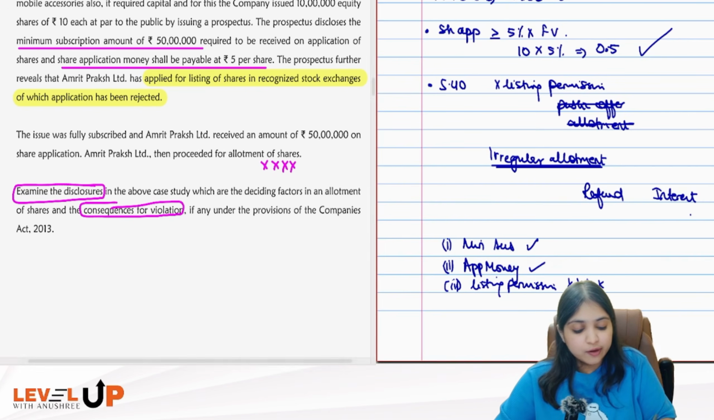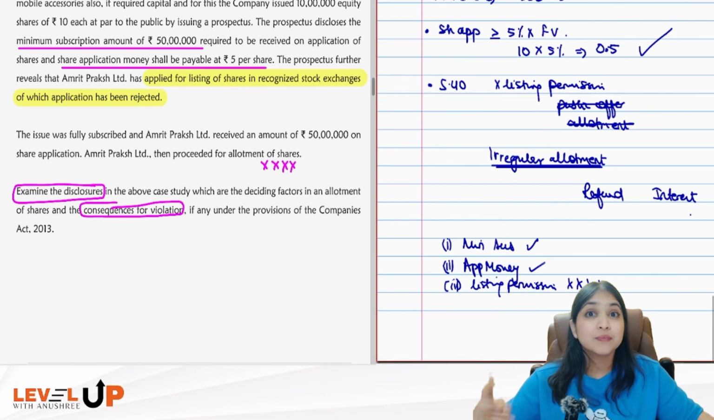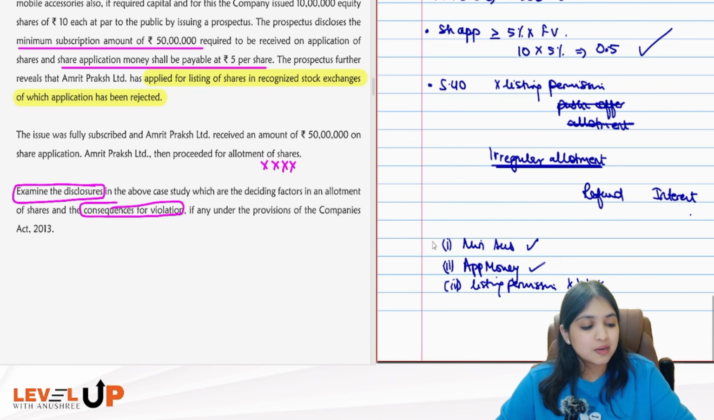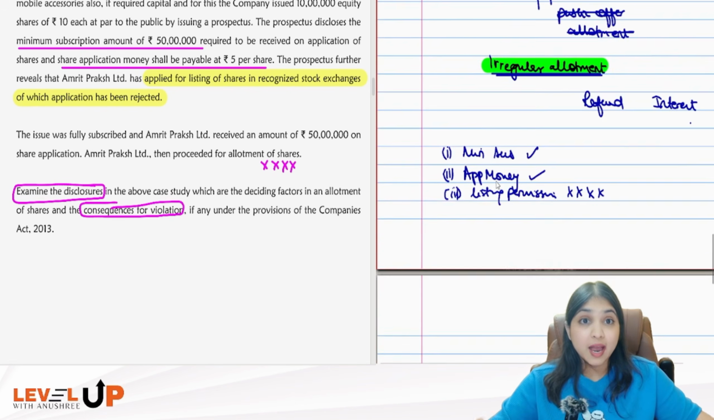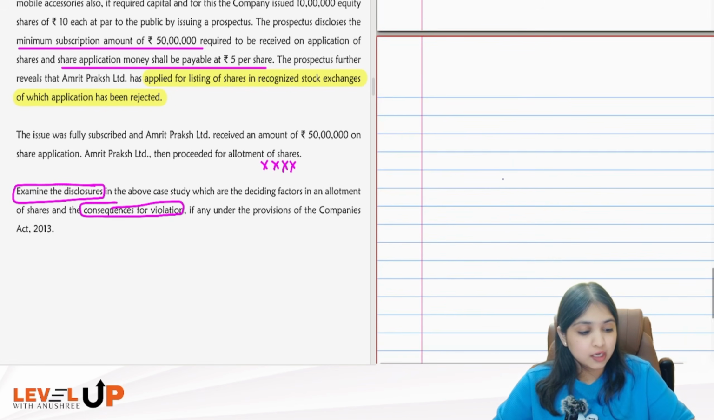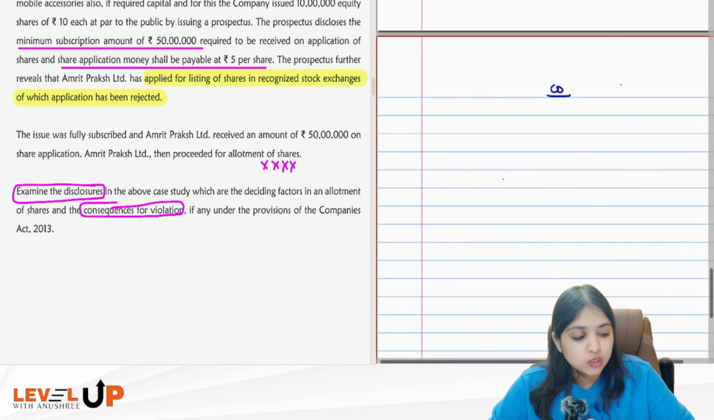Now, because of this violation, they're asking what the consequence is. There are two consequences. Consequence number 1, of course, this allotment itself will become an irregular allotment. We'll have to refund the application money back. We'll also have to give interest if we don't refund it on time. In addition to that, there will also be penal obligations. The company will also have to pay a fine.